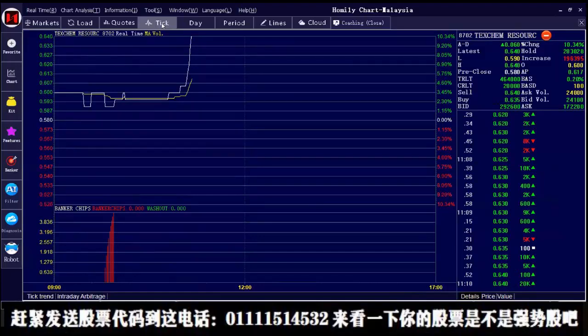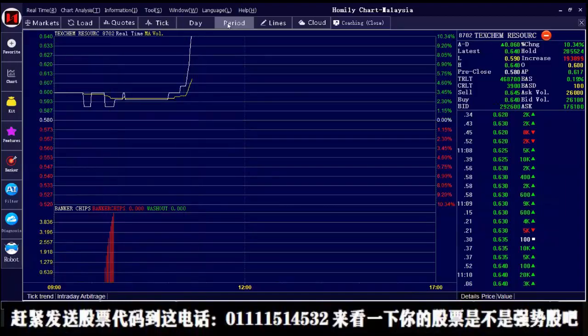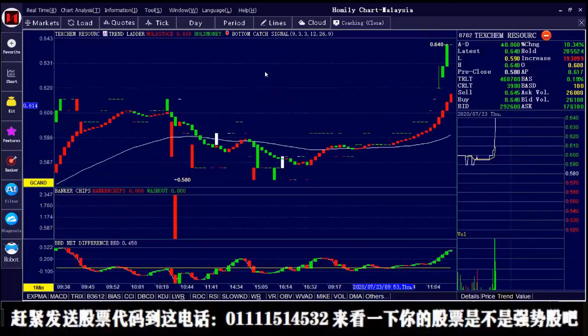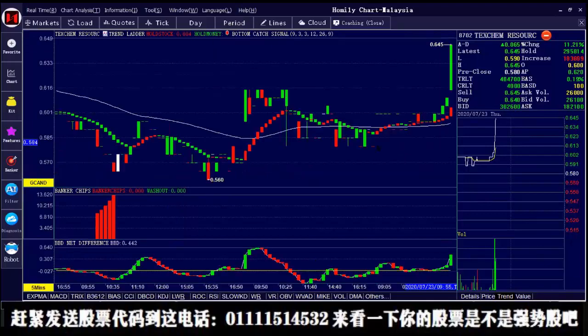This one shot up. And you can see before it shot up, the banker chips appear. Then we can go to the 1-minute chart. On the 1-minute chart, these bank shapes are not simple.